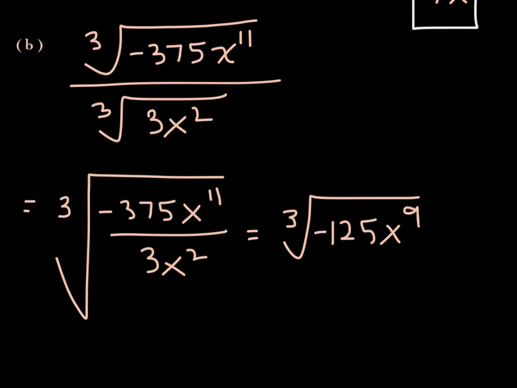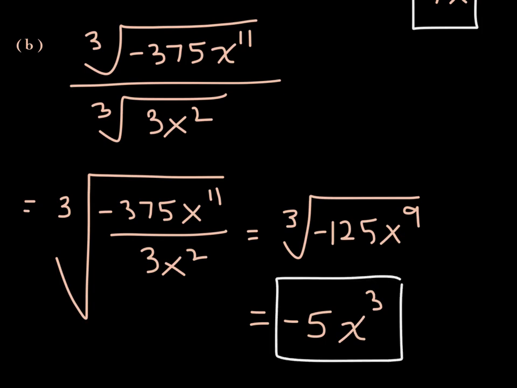Now this is great news because negative 125 is a perfect cube. The cube root of negative 125 is negative 5. And then 3 goes into 9 exactly 3 times. So the final answer is just negative 5x cubed. Isn't that nice? This complicated expression just simplified to negative 5x cubed.